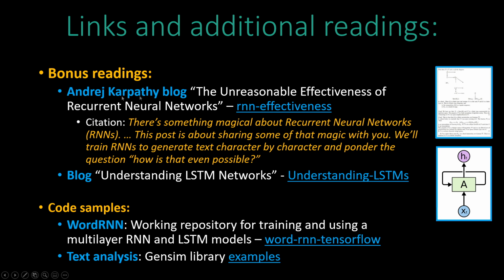The first one, which I guess started the craze around RNNs, Recurrent Neural Networks, is Andrej Karpathy's blog entry called "The Unreasonable Effectiveness of Recurrent Neural Networks." There is something magical about RNNs. This post is about sharing some of that magic with you. We will train RNNs to generate text character by character and ponder the question: how is that even possible? It's somewhat surprising that these relatively simple models can learn stuff like that. So this is a cool thing to start with.